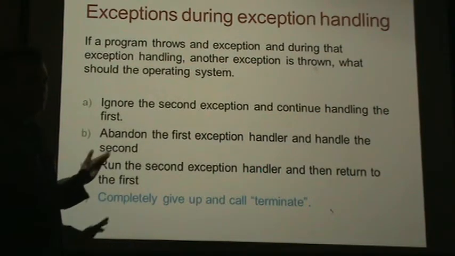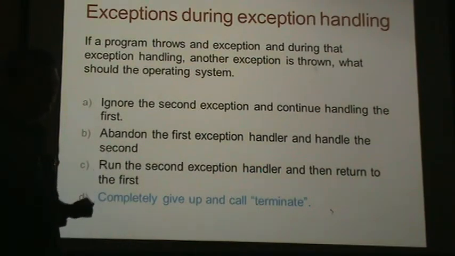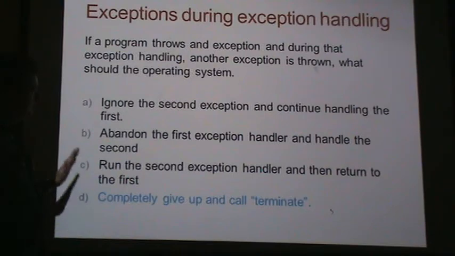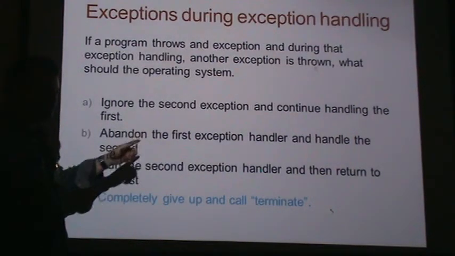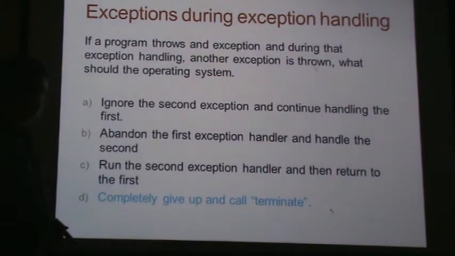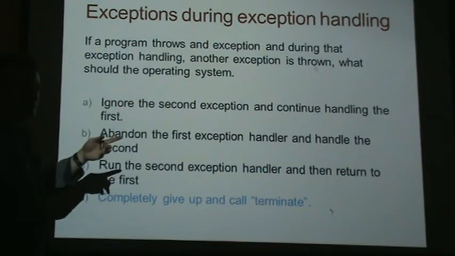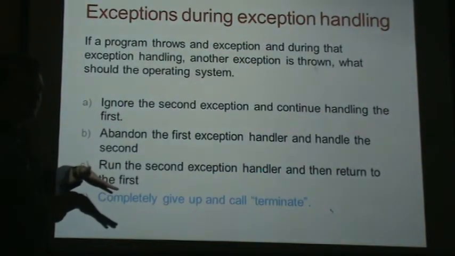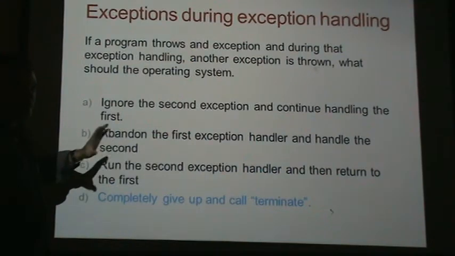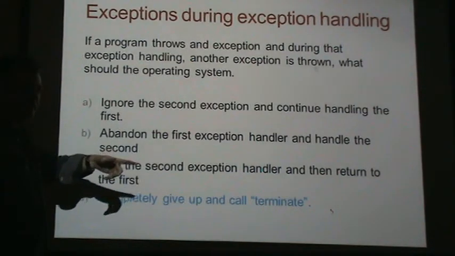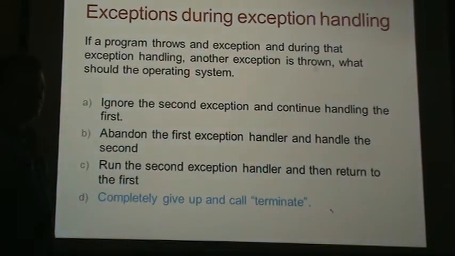What would you do if you were designing this? This is really now an operating system question, but if during the processing of an exception handler, another exception is thrown, what choices are there? One would be ignore the second exception and just keep processing the first one. The other one might be abandon the first exception handler and just run the second exception handler. Any other choices you could think of?